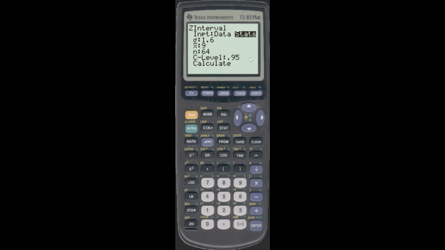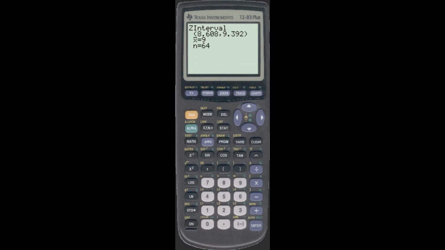All right, so let me grab a snip of this in case you want to look at that later. Actually tell you where to go. That was stat, calc, z interval. And it's this right here. All right, so let's go ahead and hit enter.